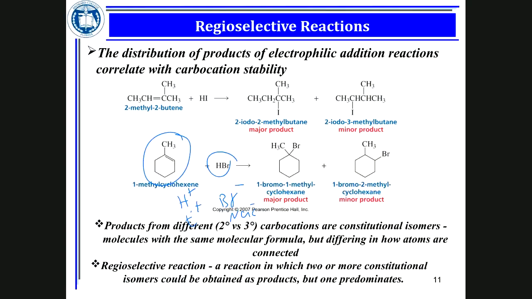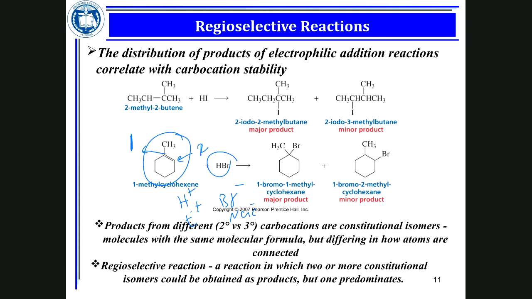Now, if H is added to carbon 2 versus if it's added to carbon 1. If H is added to carbon 1, carbon 2 would take the plus charge and change to a carbocation. That is going to be a secondary carbocation, which is less stable than if the other case happened. If H is added to carbon 2, the plus charge would be on this carbon.